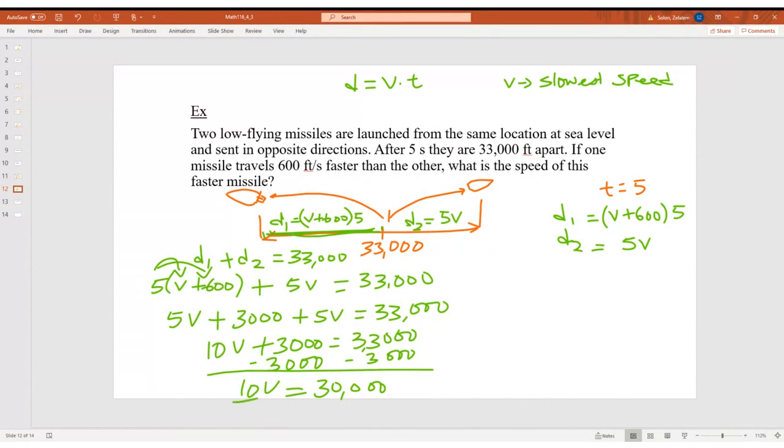So divide by 10 on both sides. That means v is 3,000. 30,000 divided by 10, you just cancel the 0. Now this is the speed of the slower missile. So the faster will be v2 equals 3,000 plus 600.